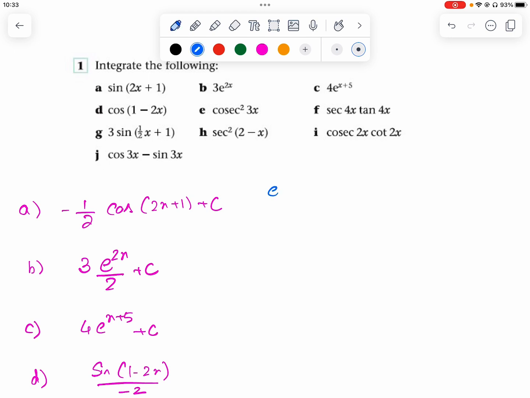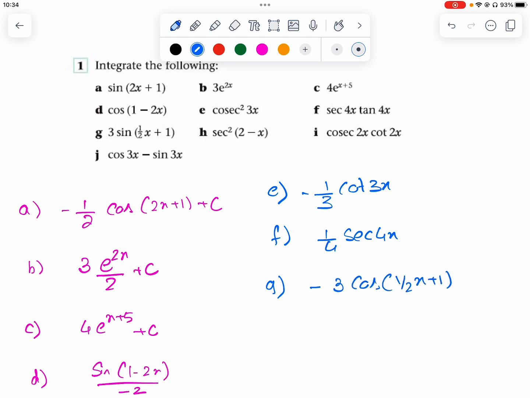Then part E, cosecant square will become minus 1 upon 3 cot 3x. Part F, secant x tan x is secant x, not tan x, so it is 1 upon 4 secant 4x. Then G, sine integral is negative cos, so negative 3 cos of 1 upon 2x plus 1 divided by 1 upon 2. So 3 divided by 1 upon 2 will become 6. So the answer is going to be negative 6 cos of 1 upon 2x plus c.